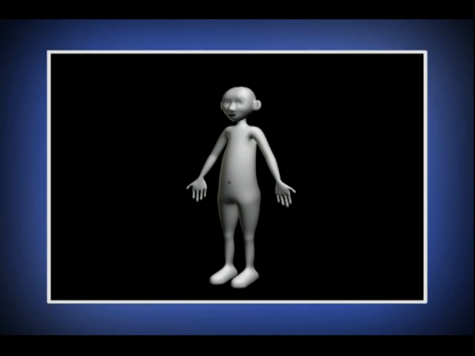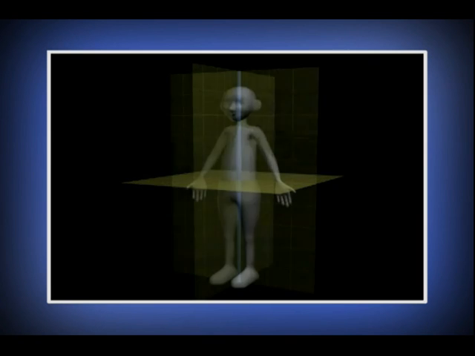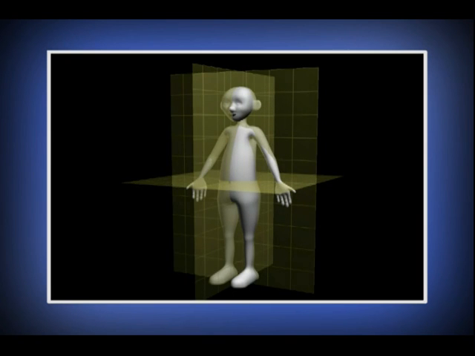When describing motion, human movement begins from the anatomical position and is described as taking place in a plane about an axis. A plane can be discussed as a flat surface, while an axis is a straight line around which an object rotates. Three basic reference planes are used in anatomy.